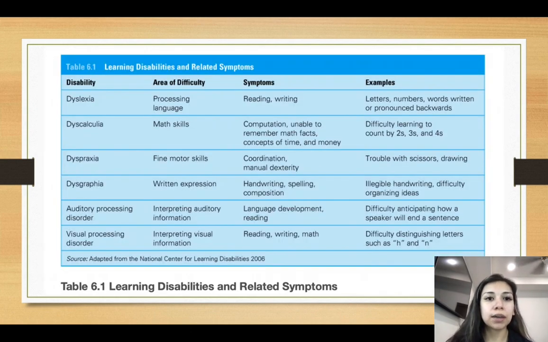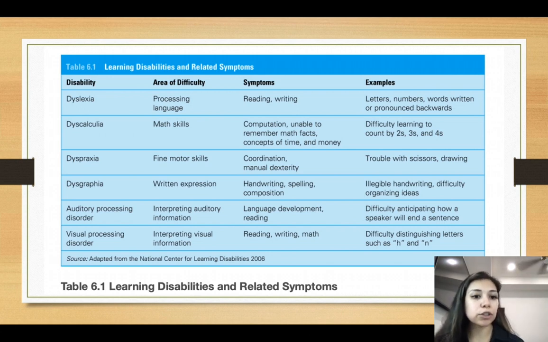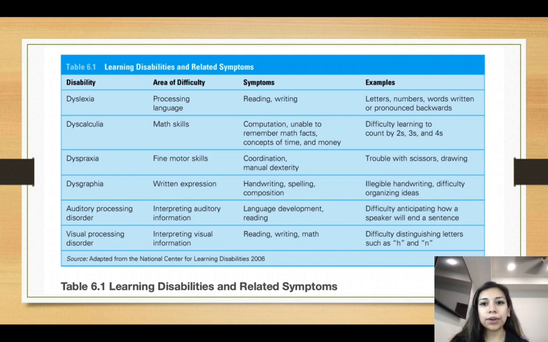So this is just a chart of the following disabilities and related symptoms, such as dyslexia, dyscalculia, dyspraxia, dysgraphia, auditory processing disorder, visual processing disorder. There are just charts of where they may have some difficulties, what the symptoms are, how to point them out, and examples of what they could have difficulty with, such as, let's say, dyslexia. Then they might have words or numbers, letters, anything written or pronounced backwards.